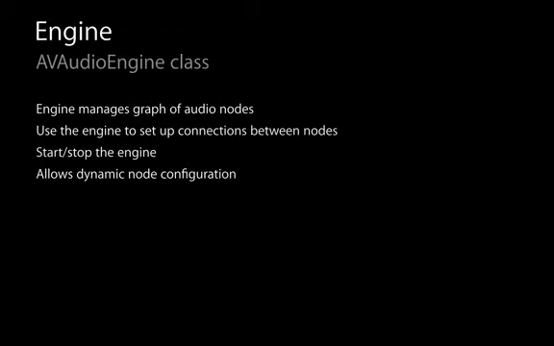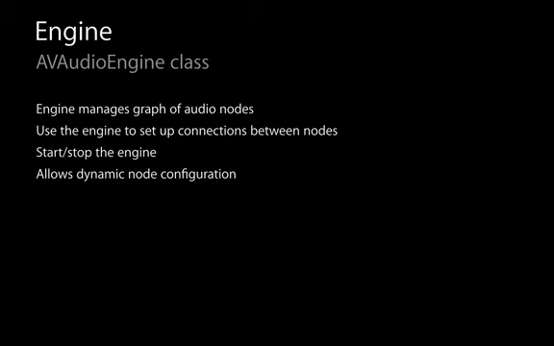So the engine is an object that maintains a graph of audio nodes. You create nodes and you attach them to the engine, and then you use the engine to make connections between these different audio nodes. The engine will analyze these connections and determine which ones add up to an active chain. When you then start the engine, audio flows through all of the active chains.